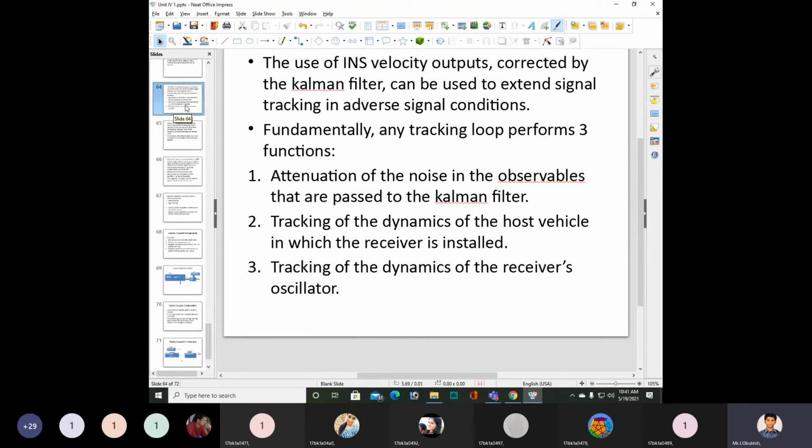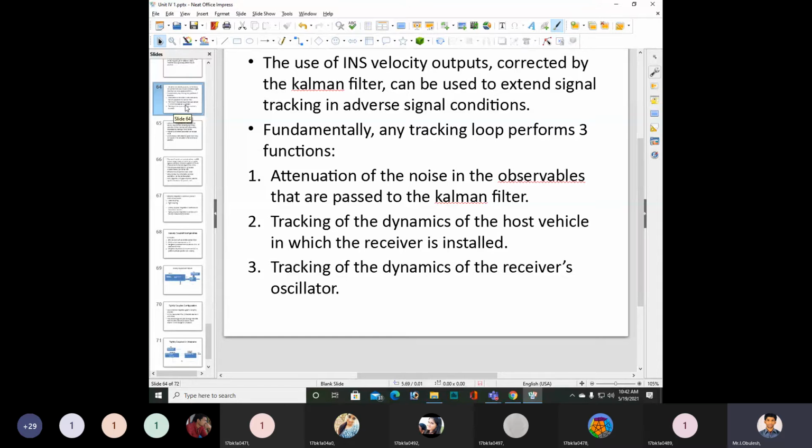The use of inertial navigation satellite system velocity outputs corrected by the Kalman filter can be used to extend the signal tracking in adverse signal conditions.